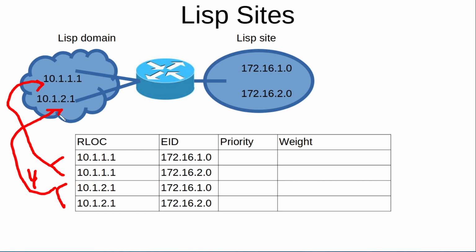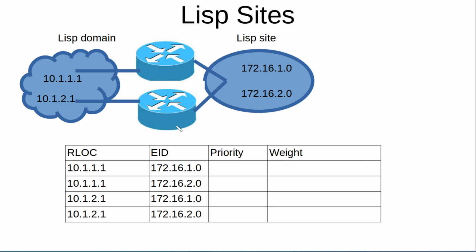So when you have these kinds of scenarios, you have to set up priorities in order to choose from what interface you want to receive the traffic, and the priority matches. You will have to use weight in order to load balance the traffic. This case can also happen if you had 2 routers. In this case, you will also have to create 2 mappings for this RLOC, and this other router will create 2 mappings for this other RLOC.